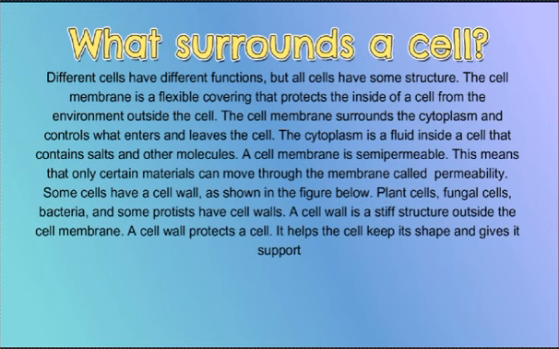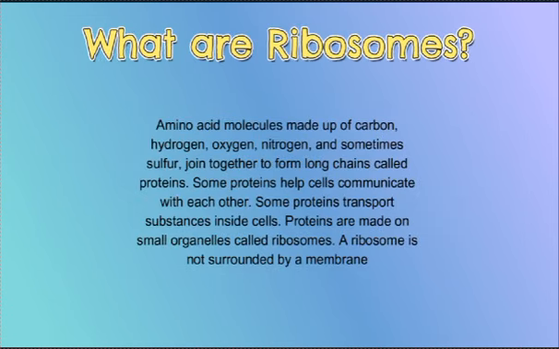Some cells have a cell wall, as shown in the figure below. Plant cells, fungal cells, bacteria, and some protists have cell walls. A cell wall is a stiff structure outside the cell membrane. A cell wall protects a cell. It helps the cell keep its shape.